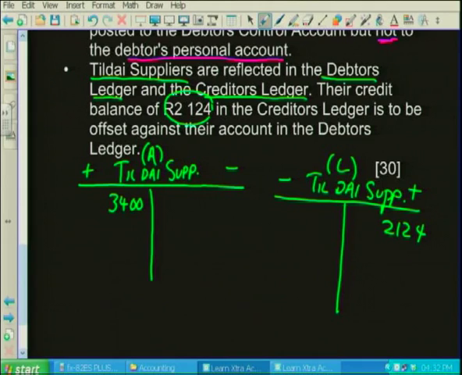Their credit balance of 2,124 Rand in the creditor's ledger is to be offset against their account in the debtor's ledger. In other words, they're telling us that instead of us keeping them as a creditor, send this balance to your debtor's ledger. Right, again, guys, a bit of common sense, a bit of logic. If, for example, I am owing Peter 200 Rand, and Peter is owing me 500 Rand, it doesn't help if I go to Peter and give him the 200 Rand, and then Peter comes to me and gives me the 500 Rand. Okay, that's a bit silly. Why don't we just offset the amount that I am owing him against what he is owing me? So that is basically the scenario that is given here.